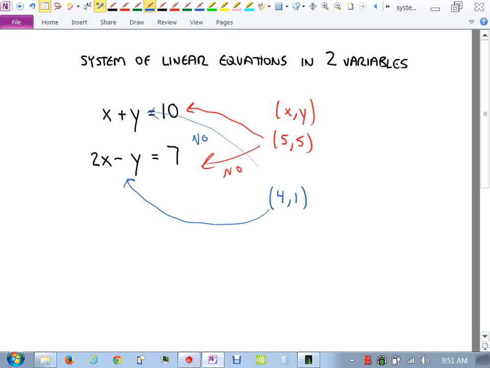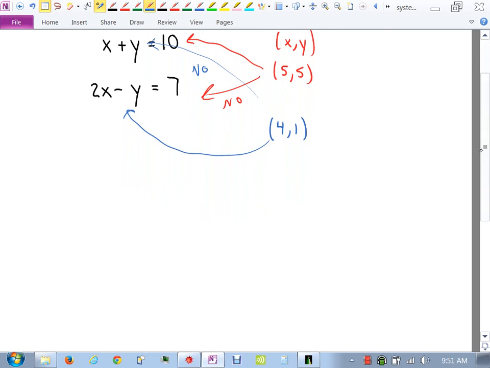5 and 3 won't work on the first one, because that would give you 8. Good try, though. It would have made the second one work. So let me try something else.